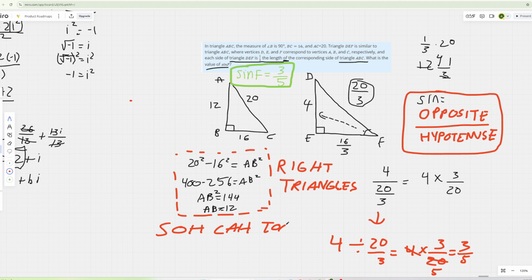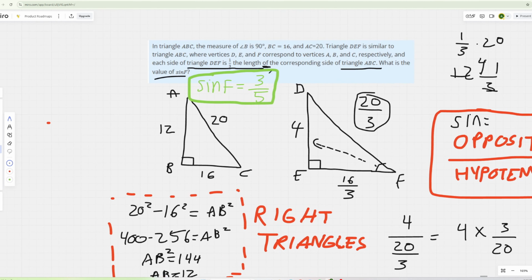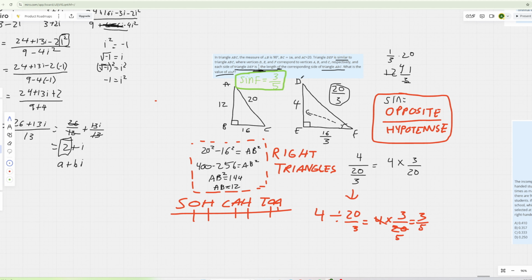There's always at least one trig problem in module 2, so just remember SOHCAHTOA: opposite over hypotenuse, opposite over adjacent. But this was completely a right triangle problem, and it gives you all the information. Just make sure you know that it's similar. It's not the exact same. Remember, triangle DEF is 1/3 the length. Alright, let's move on to the next one.